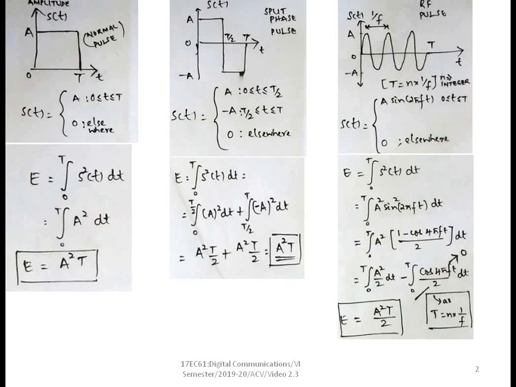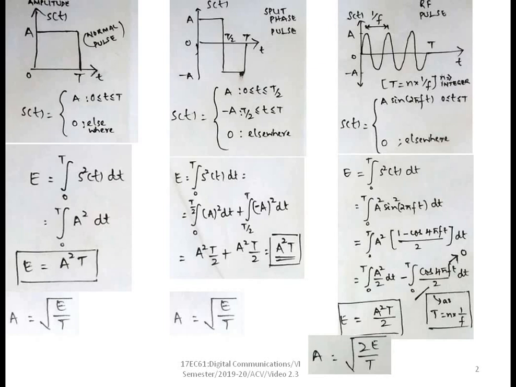Now further I have discussed, if the energy is to be E, the amplitude should be equal to root E by T in the case of a normal RF pulse, and even for a split phase pulse with 50% positive and 50% negative, the amplitude should be equal to root E by T. And in the case of an RF pulse, the amplitude should be equal to root 2E by T for the energy to be equal to E.